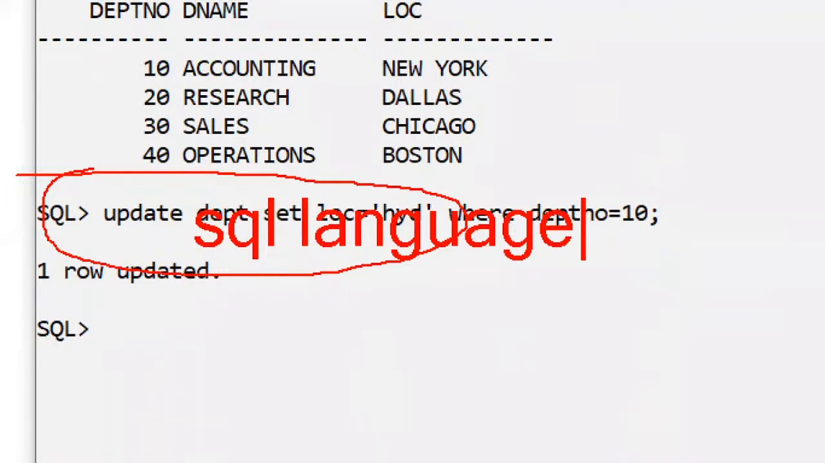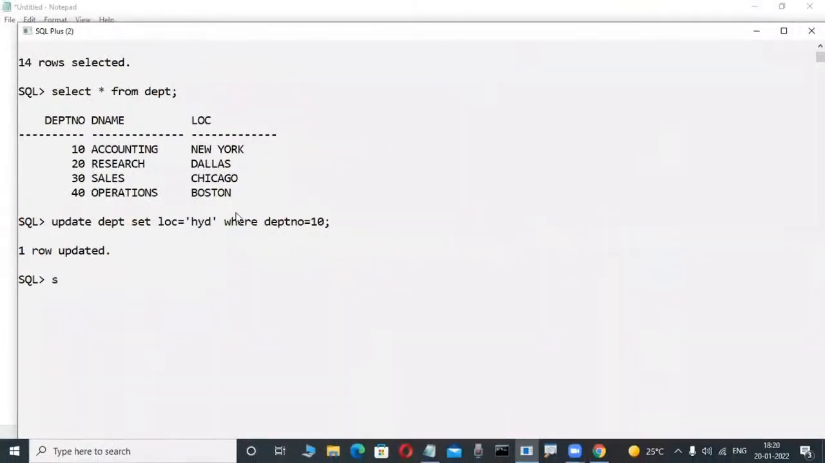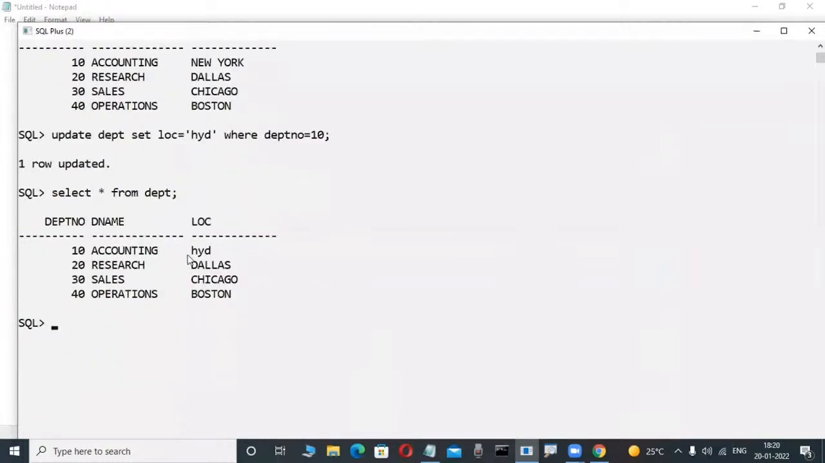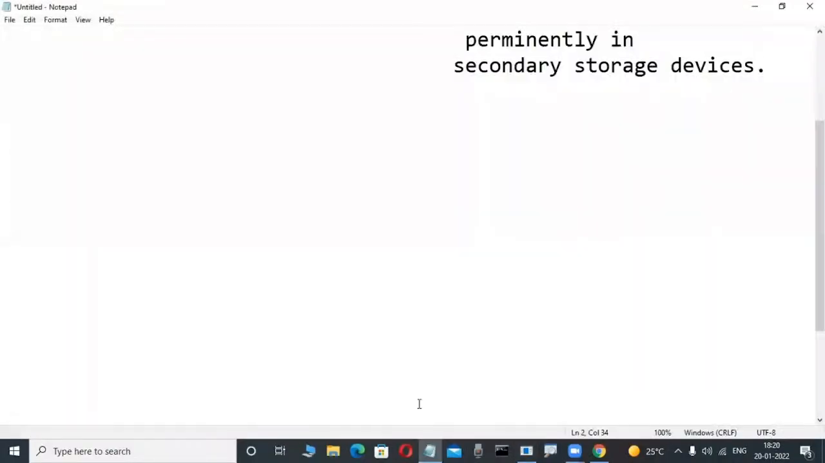Now observe it here. Once we write this type of code, this is called the SQL language, and it automatically affects your database. Observe here: in the previous case New York is there, but in this case Hyderabad is the location, right? Yes. That's why always observe it here.